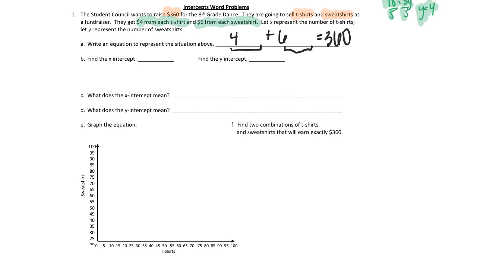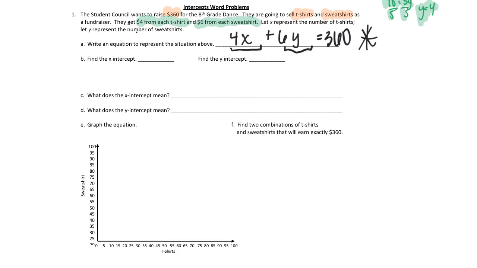Do we know how many t-shirts they're going to sell? X, we don't know. Do we know how many sweatshirts? Y, they tell us, is what the sweatshirt should stand for, so we don't know. We've now got ourselves an equation. We're going to start out by finding the X and Y intercept, because eventually we are going to graph what this function will look like to help us find out how much of each type the student council can buy or sell, to make their $360.